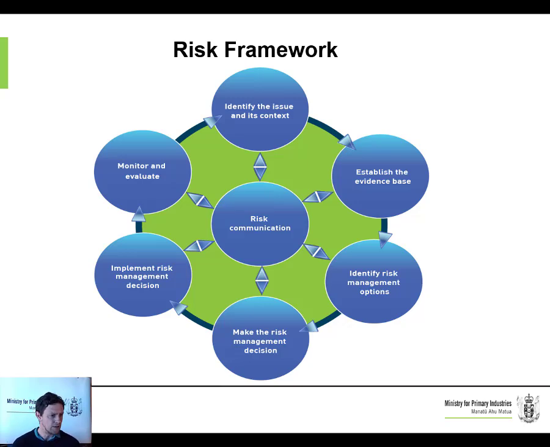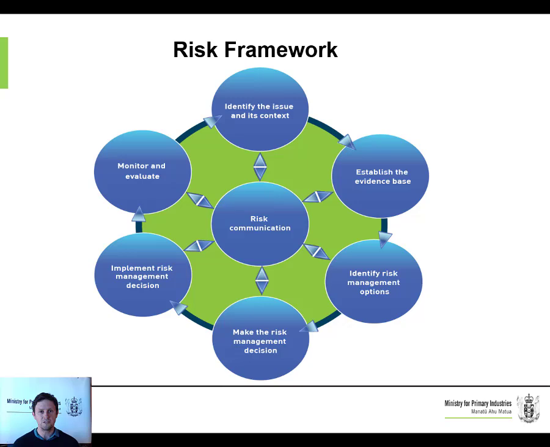We then make the risk management decision. This is about implementing it, and alongside that we look to implement not just the risk management decision, but we look to monitor and evaluate the decisions that we have made. Now the process of that involves risk communication at every part of the process.